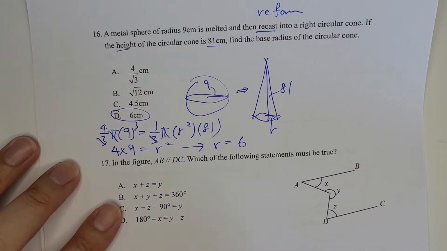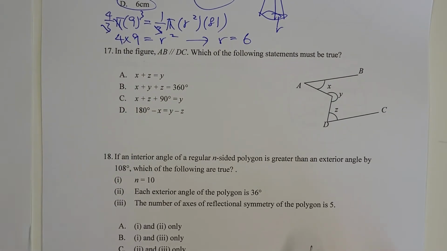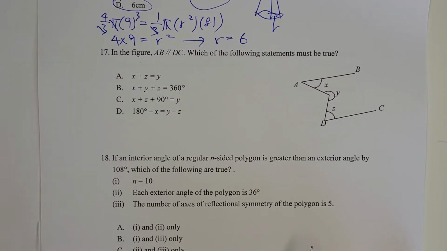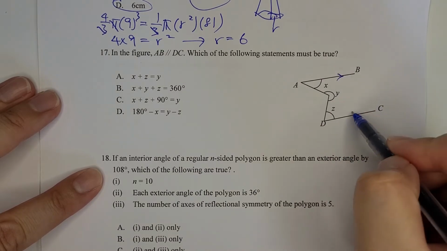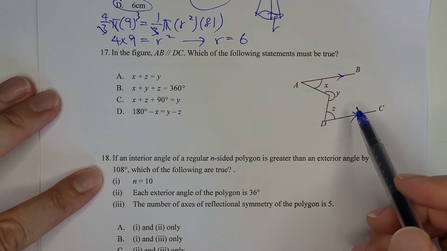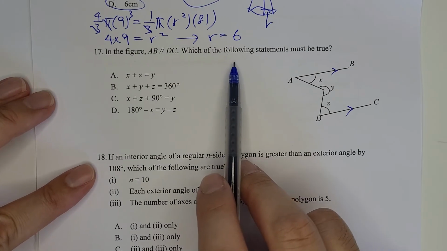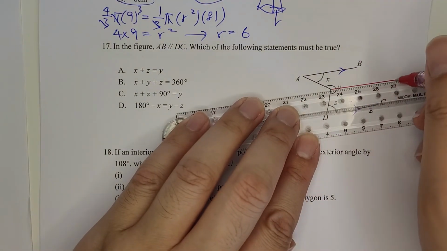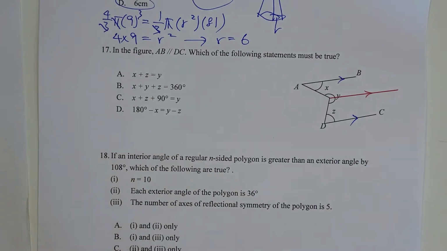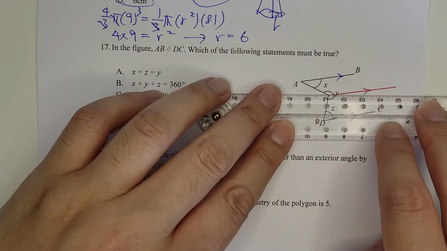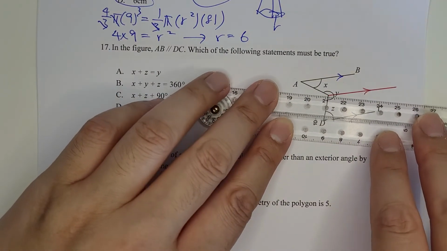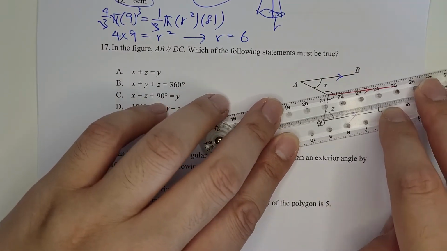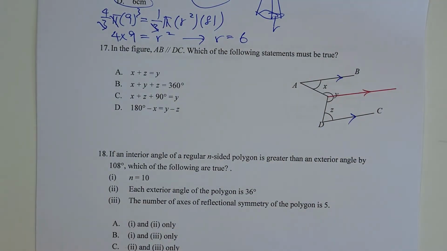Therefore, the answer is D. Question number 17. In the figure, AB is parallel to DC, with 2 arrows on it. Which of the following statements must be true? For such a standard question, one usual method is to add one more parallel line here, like this. Starting from this point, you must choose a line parallel to both AB and CD, as AB and CD are parallel already. So you draw this one.